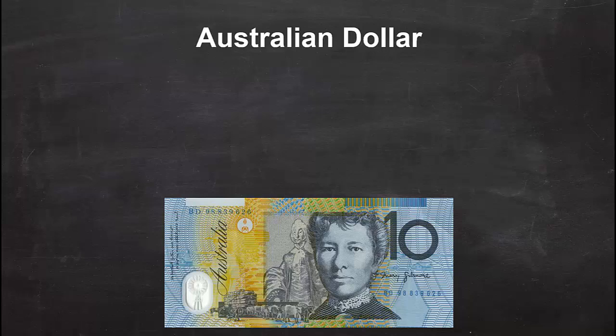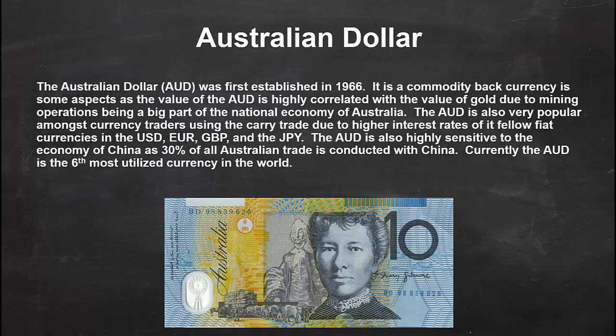And then you have two commodity-backed currencies. One is the Australian dollar, which was first established in 1966. It is a commodity-backed currency in the sense that the value of the Australian dollar is very tied and correlated with the value of gold, due to the way their national economies work in terms of mining and whatnot.